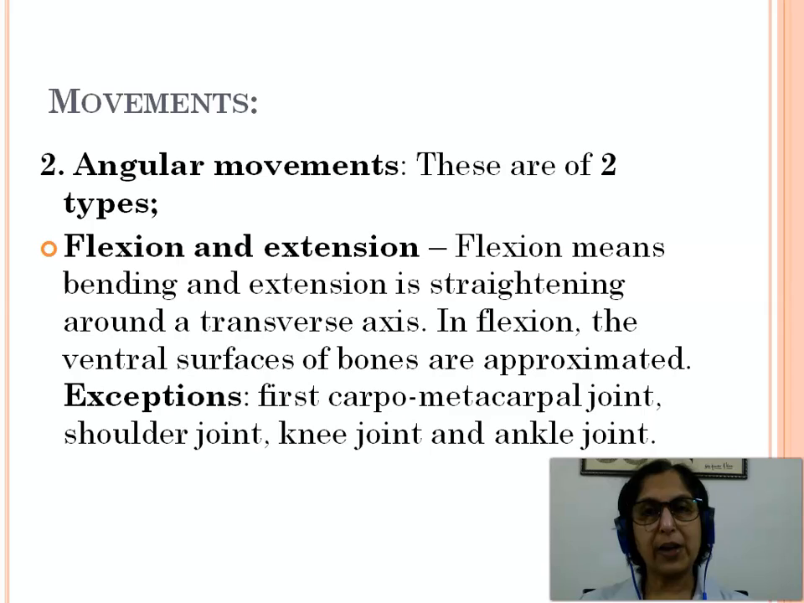Example here for flexion and extension, I would give the elbow joint, wherein flexion means the action in which the ventral surfaces of the arm and the forearm are approximated to each other. And when this is taken back to the normal anatomical position, or when the joint is extended, the limb is straightened. So that is flexion and extension. Flexion means bending, extension is straightening or taking it back to the normal anatomical position.